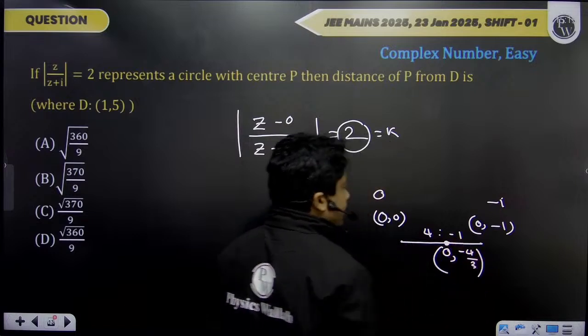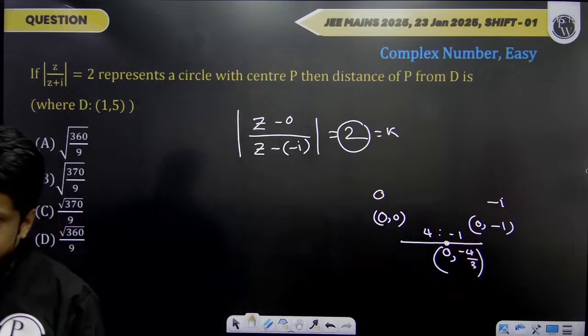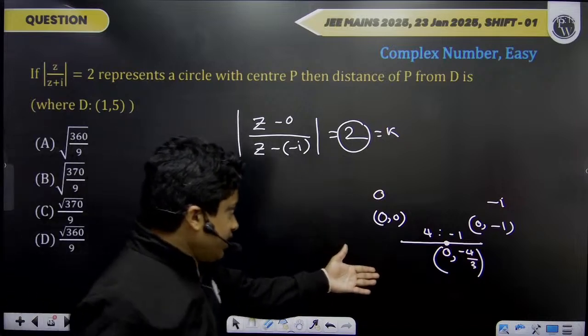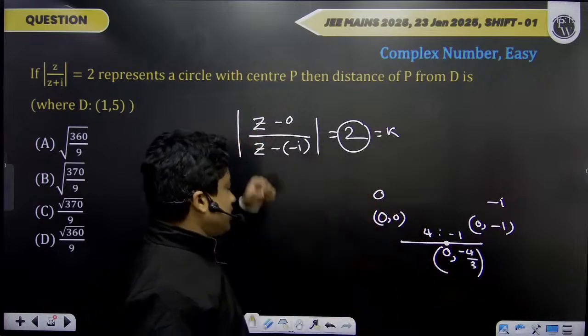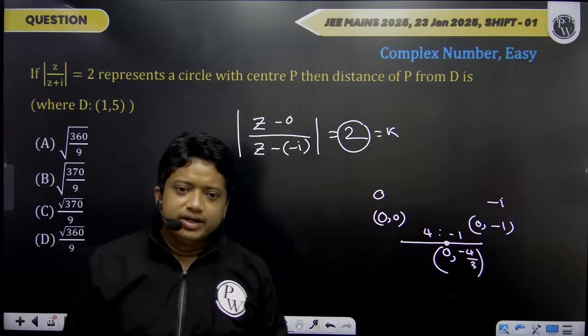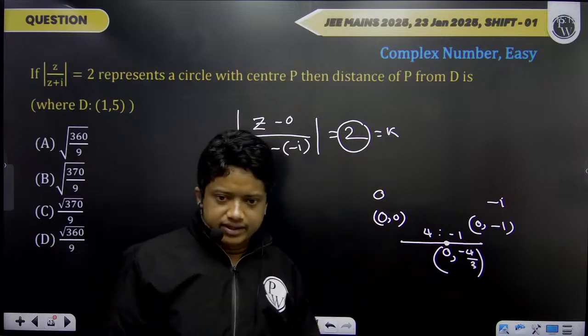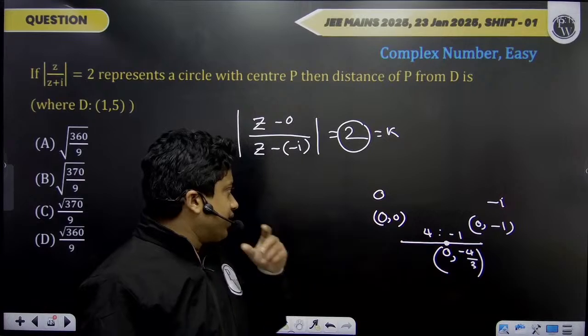So the center will be what? 0 comma minus 4 by 3. Directly you can, if you remember the result, you can directly write this, or if you do not remember the result, then you take z is equal to x plus iota y and simplify like this. Okay, so I would advise you to remember this.